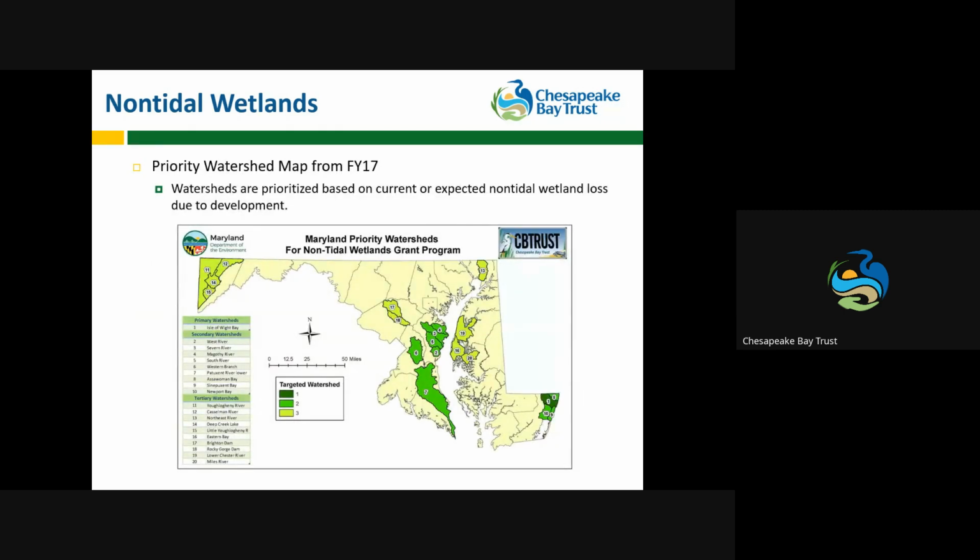So an example, oh, sorry, not an example. This is our priority watershed map. It's a little bit old now, but just to highlight this is where we prioritize projects for this particular non-tidal wetlands grant program. And these are experiencing the most or expected to experience the most wetland loss due to development. So those are our priority areas.